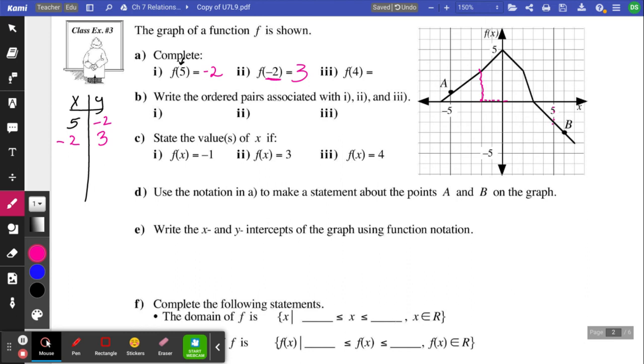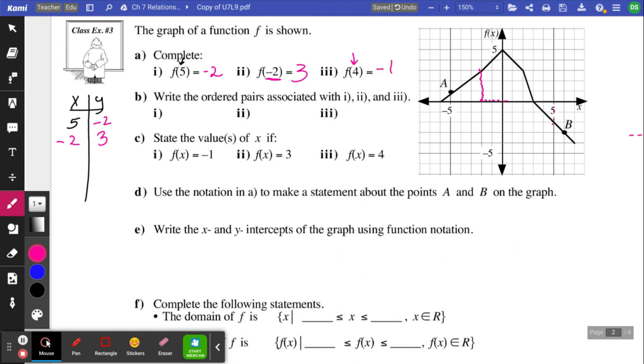Okay, f of 4. Is this an x or a y value? X. So you go to 4 on the x, and you would go down to 1. Wouldn't you? Be a negative 1 there? Okay, so it's not that complicated. It's just different notation.